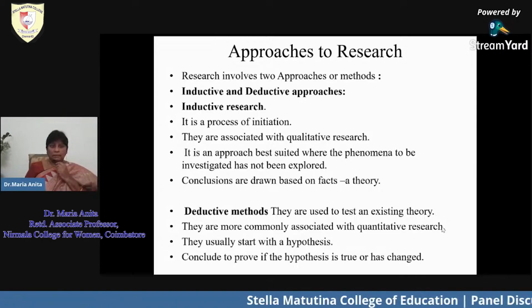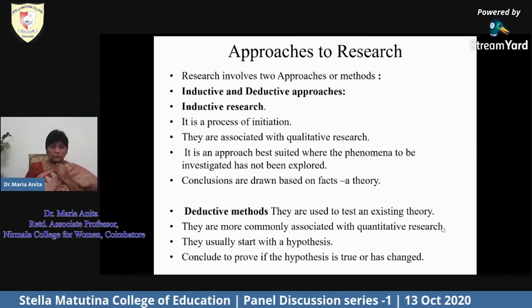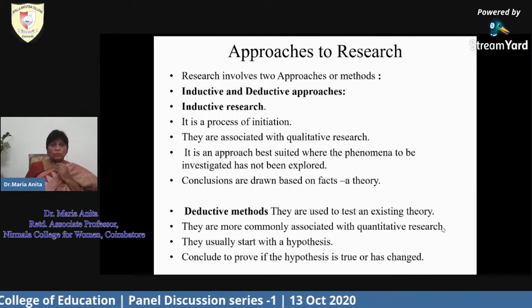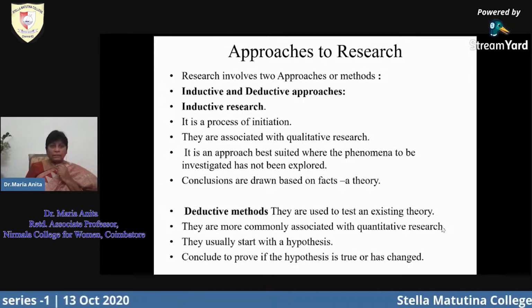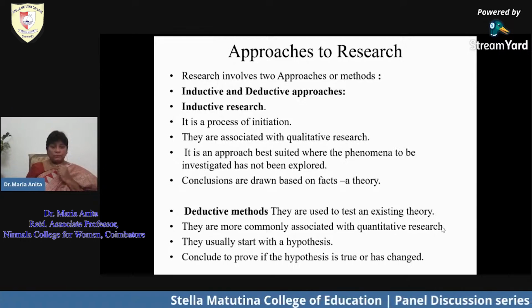I just want to tell you that research is not all the same. We can approach research in one or two ways. There are two main ways in which any research can be approached: one we call the inductive method or inductive approach, and the other a deductive approach.